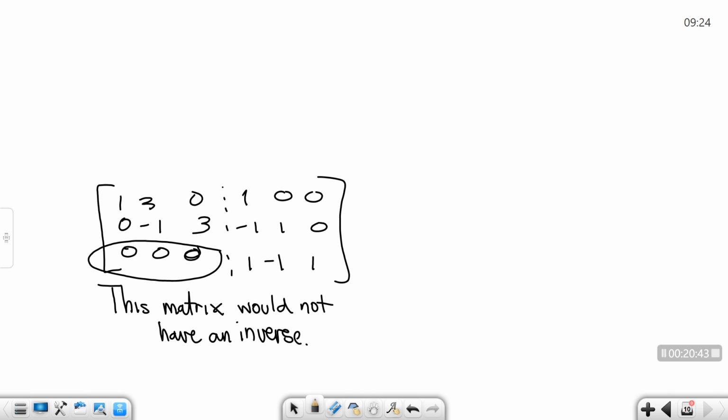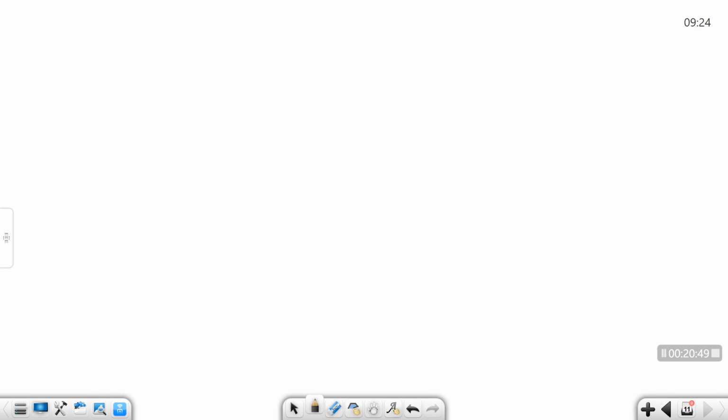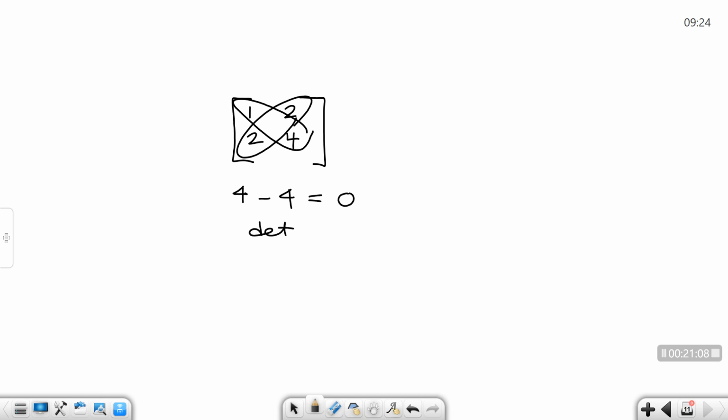Now, the way that you tell, especially a 2x2, so that one says find X so that the matrix is singular, the way that you tell if a matrix is singular or not by looking at it really quickly, a 2x2 especially, if we take the determinant and we get the determinant is 0, that means it's singular.